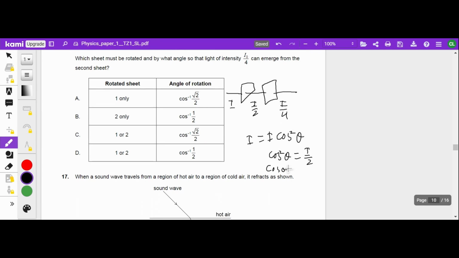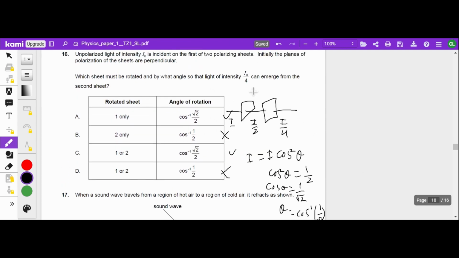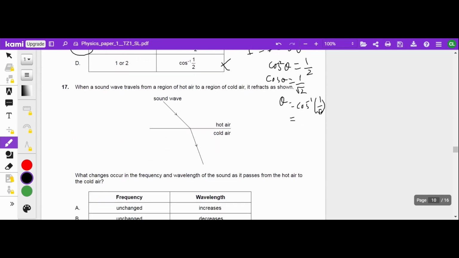half. Cos squared theta equals half. So cos theta will equal 1 over root 2. And then theta equals cos minus 1 of 1 over root 2, which equals these ones. And it doesn't really matter which of these gets rotated because it still gets polarized. So it can be either. So the answer is C.